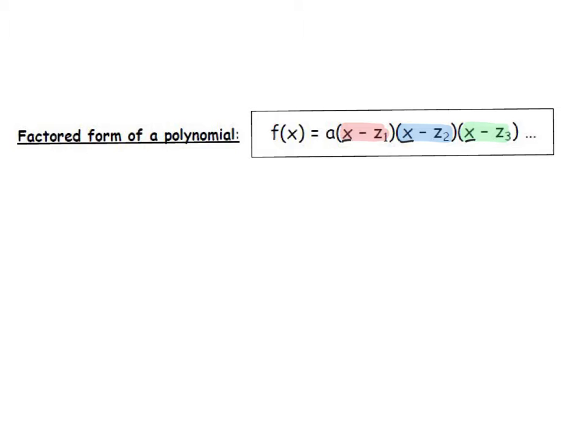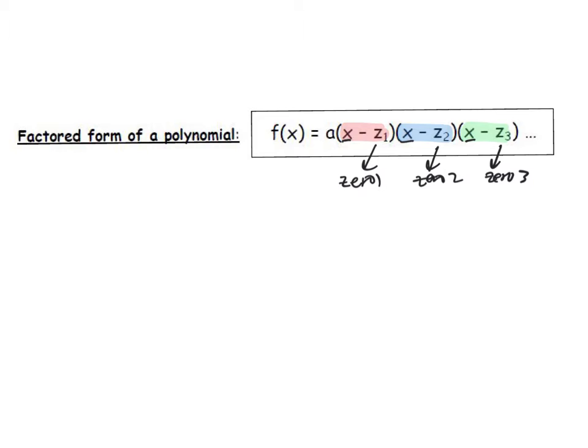That helps me see how many factors I have. Each factor has a z, so x minus z. There's one, there's one, there's one. And there's just a subscript, z1, z2, z3, meaning these are different z's. The z stands for a zero. So this is zero number 1, zero number 2, and zero number 3. And the dots mean that there could be more than 3 zeros, right? So there could be 4, 5, 6. It could go on to infinity, technically.